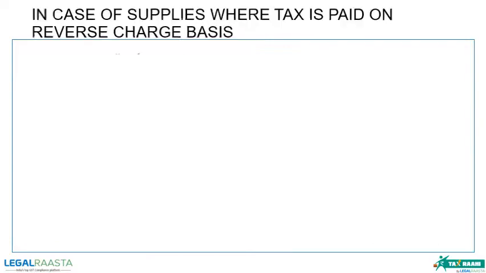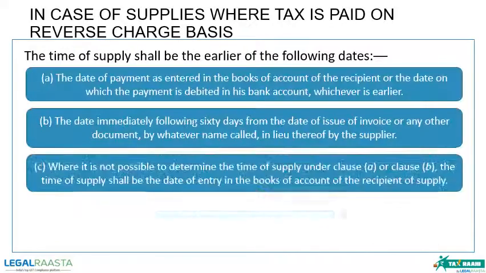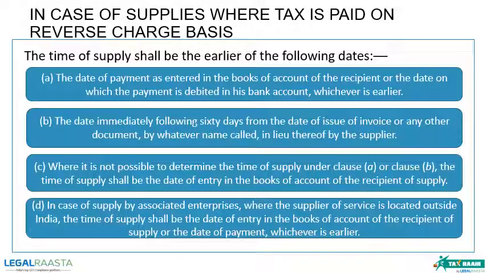Where tax is paid on reverse charge basis, the time of supply of services shall be the earliest of the following: date of payment as entered in the books of the recipient, or date on which the payment debited in the recipient's account, or date immediately following 60 days from the date of issue of invoice.